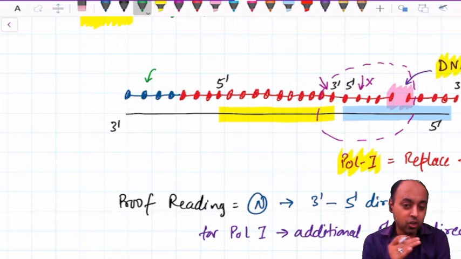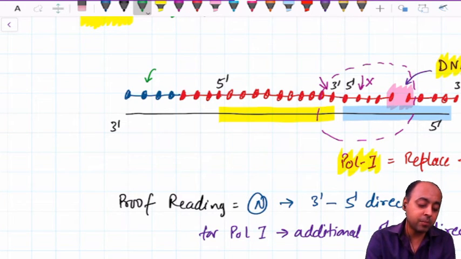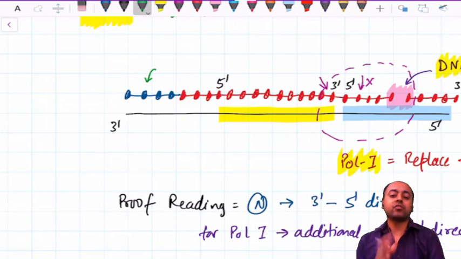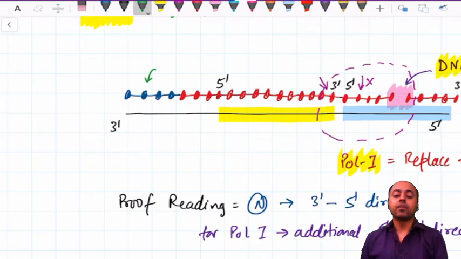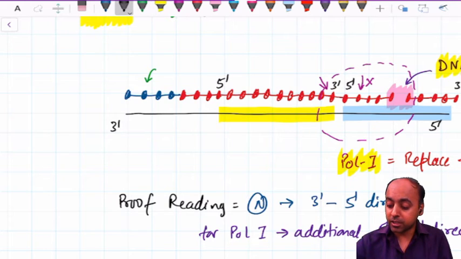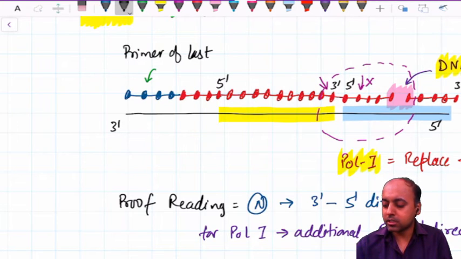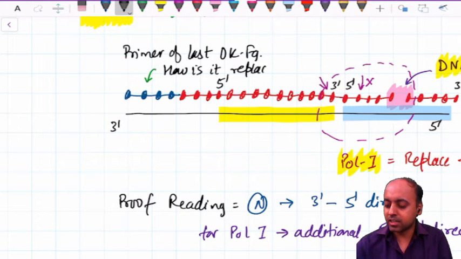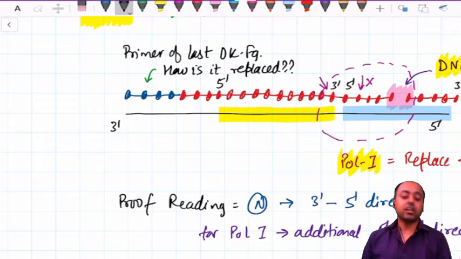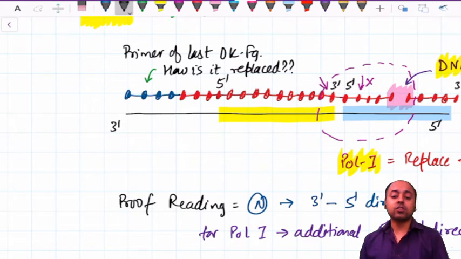How is the primer of the last Okazaki fragment replaced? Please quickly answer. I'll wait for a few seconds so that you get the question and then you can reply. I'll write it here: primer of last Okazaki fragment. How is it replaced? This is a very conceptual question. Let me see if anyone can answer it.